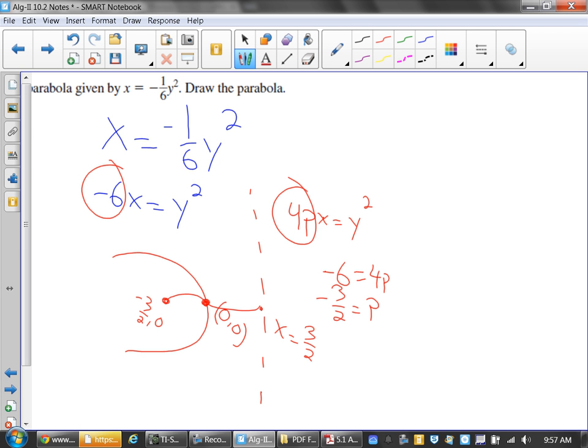All right. Not bad, is it? So we know what the directrix is. We know where the focus is. We know where our vertex is. Very rough sketching graphs.